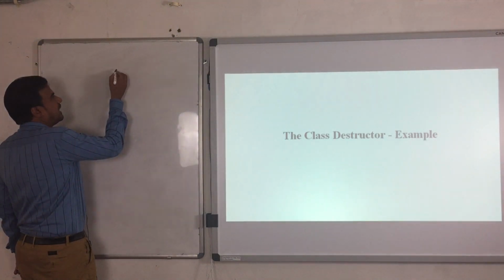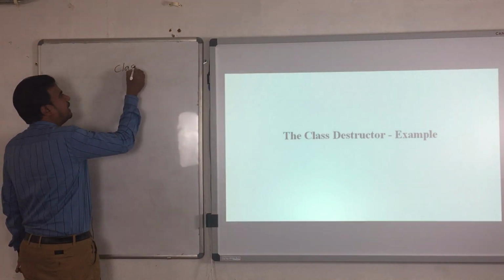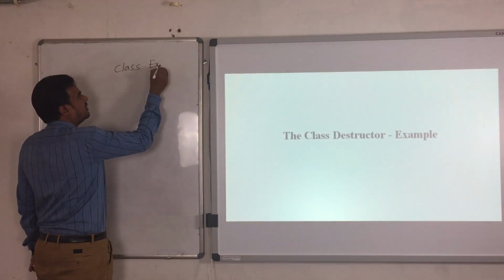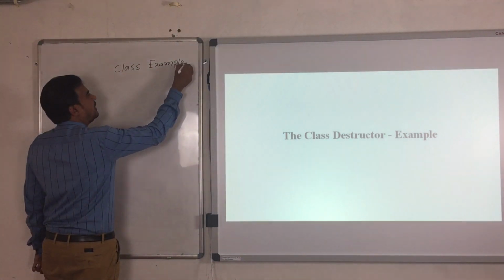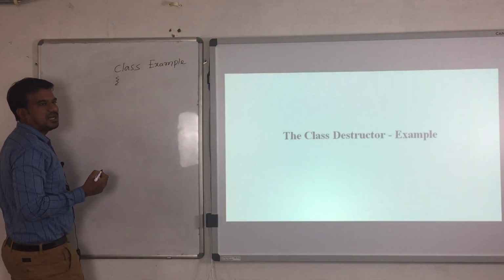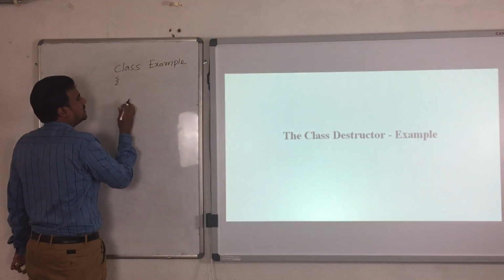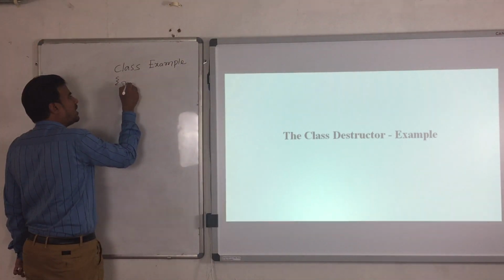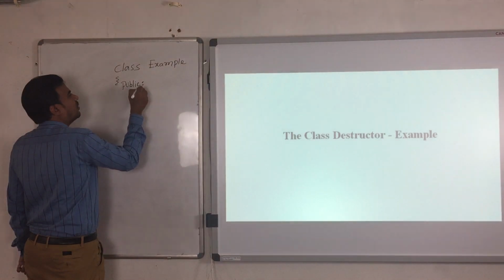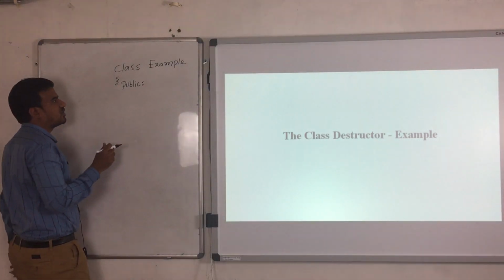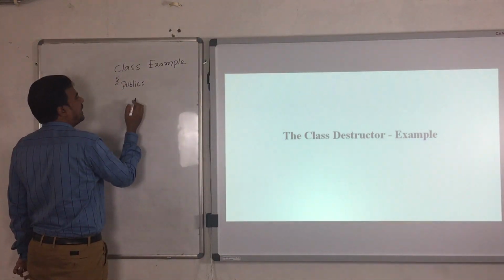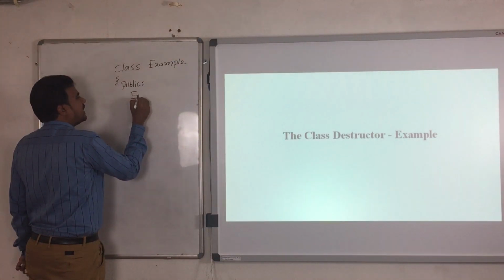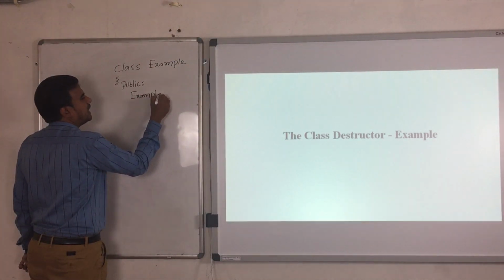Let us assume that I have a class with the name Example. In it I'm writing my constructor. How should the constructor be? We have to write it in the public area only. The constructors and destructors we have to write in the public area. So Example is my class name, so my constructor will go something like this.